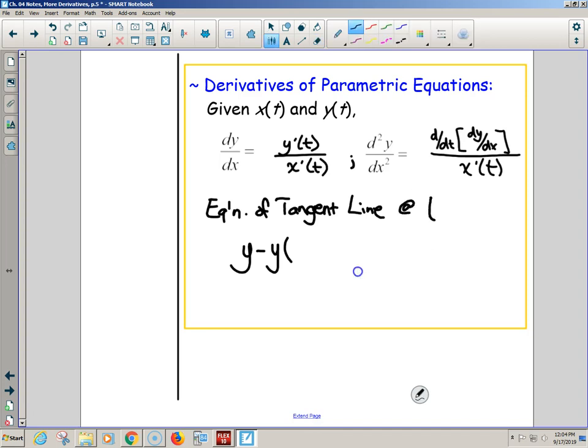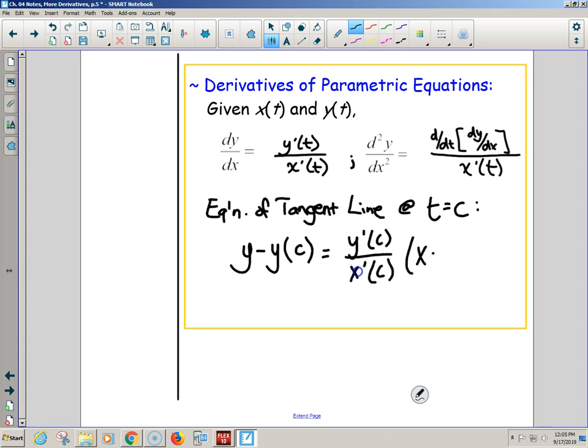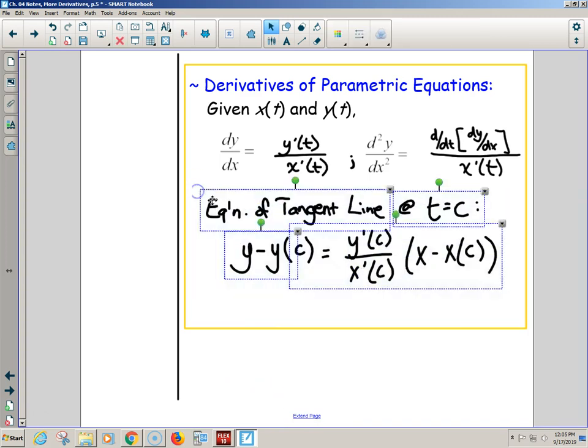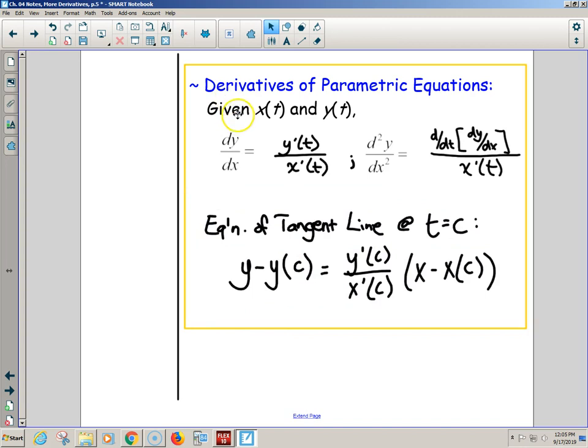At t equals c. Does that make sense? Because we're not given an x value, we're given a t value. And then we're able to do y minus y of c equals y prime of c all over x prime of c, times x minus x of c. Yeah, that makes sense, right? First derivative, second derivative, and then equation of tangent line. Let me freeze it real quick. I'm going to make it prettier.